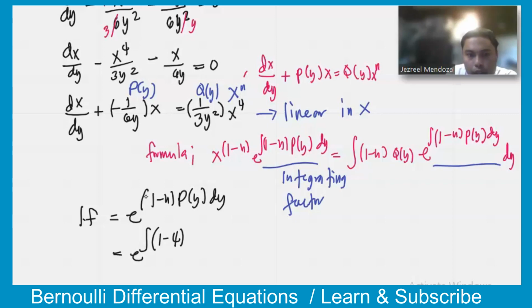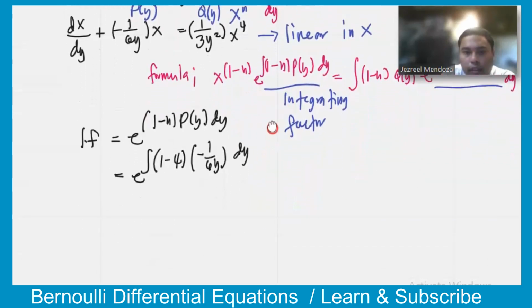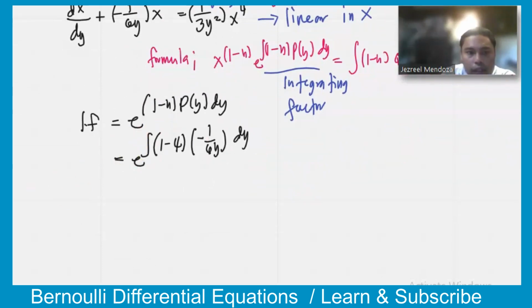Of our P of y, that is negative 1 over 6y dy. After that, we can get the difference of this one, that is e to the integral of negative 3 and then negative 1 over 6y dy.